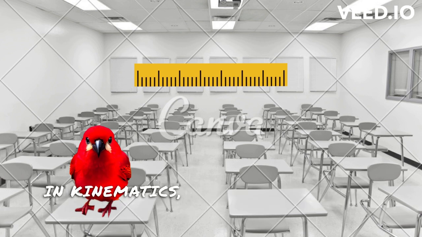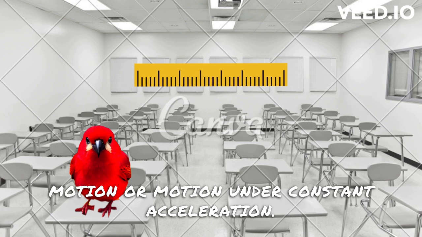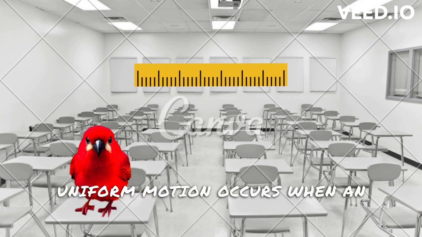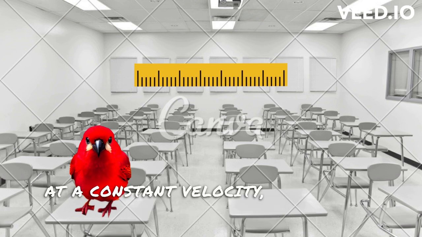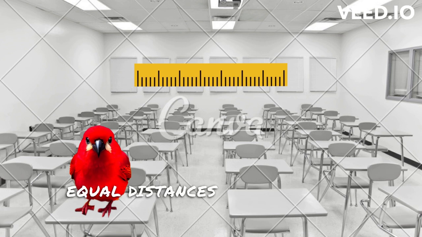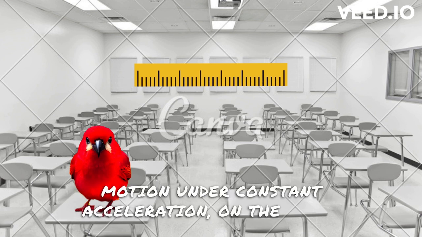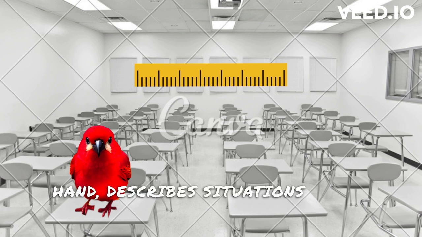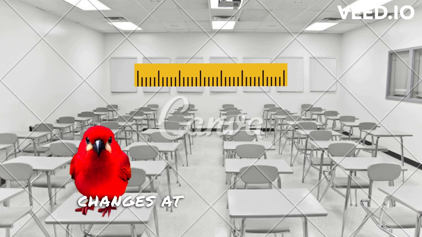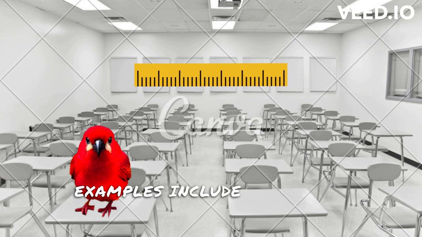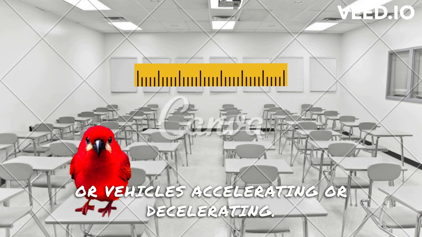In kinematics, we often encounter specific types of motion, such as uniform motion or motion under constant acceleration. Uniform motion occurs when an object travels at a constant velocity, meaning it covers equal distances in equal time intervals. Motion under constant acceleration, on the other hand, describes situations where an object's velocity changes at a constant rate. Examples include objects in free fall or vehicles accelerating or decelerating.